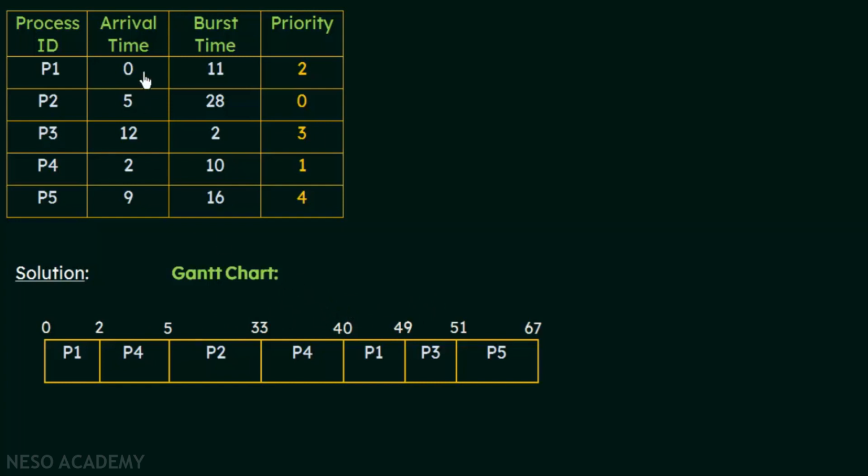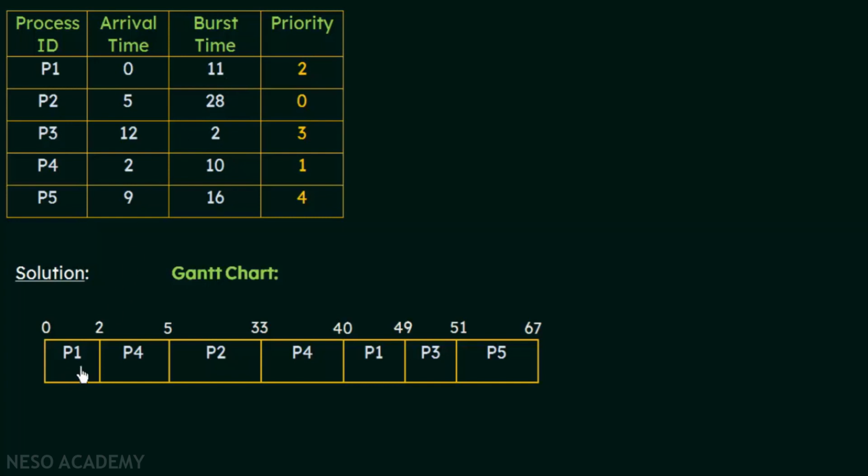If we look at this table, let's see which is the first process to arrive. We see that P1 arrives at time 0, so P1 is the first process to arrive. And what is the priority of P1? It is 2. Since P1 is the first process to arrive and there were no other processes at that time, P1 will be the first one to get the CPU in this case. So P1 gets the CPU and begins its execution. And how long will P1 execute? It has to execute for 11 milliseconds. That is the burst time of P1.